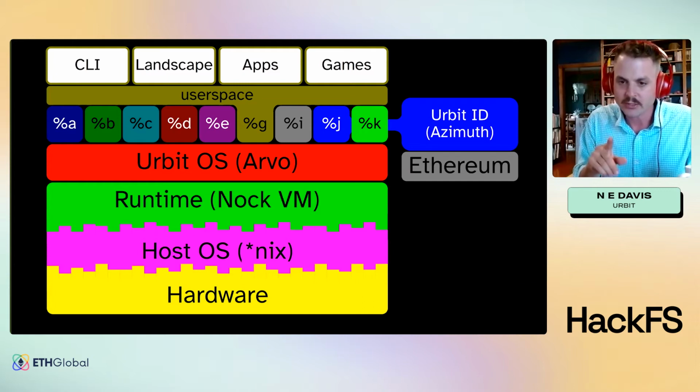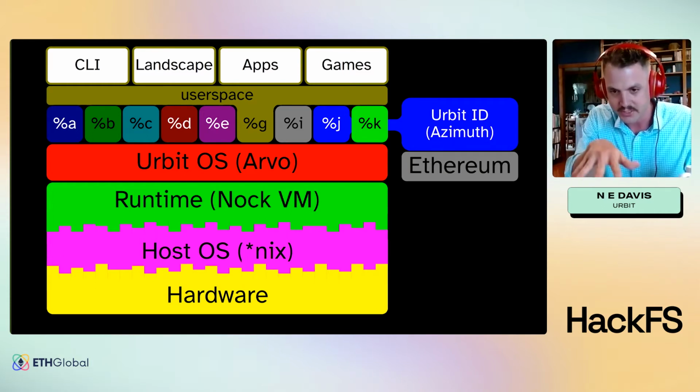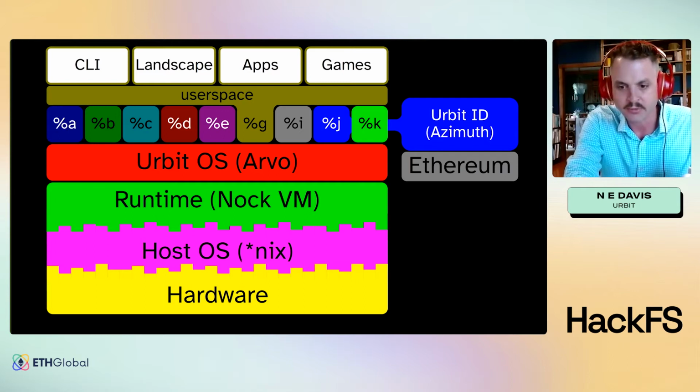But we do need to talk a little bit about what the operating system does and how it handles these messages and everything. And so I'm going to take the top part of this from Urbit OS Arvo up, and I'm going to map it in a slightly different way, which gives us a different view on what's going on.